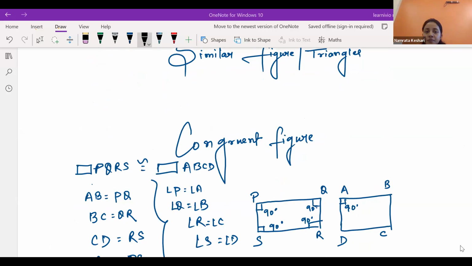Yes, ma'am. Okay. Yes, Inan, you understand congruency means what? Yes, ma'am. It means the same figure, exactly the same angle and same size, right? Yeah, same side, same angle.